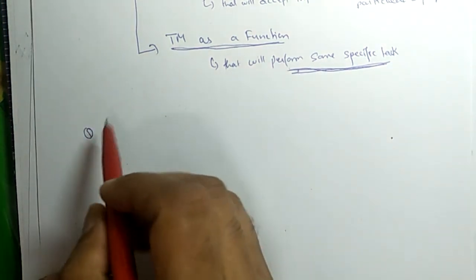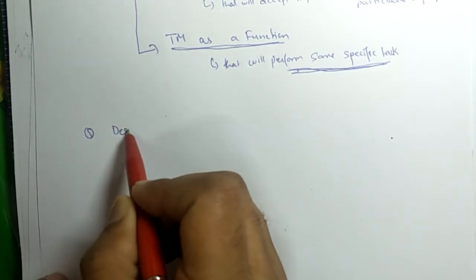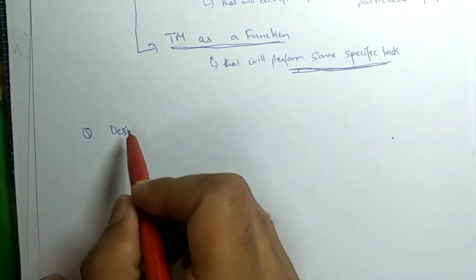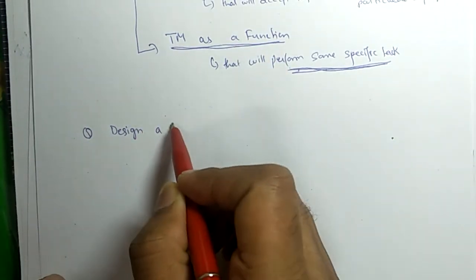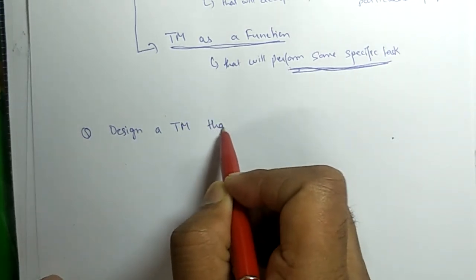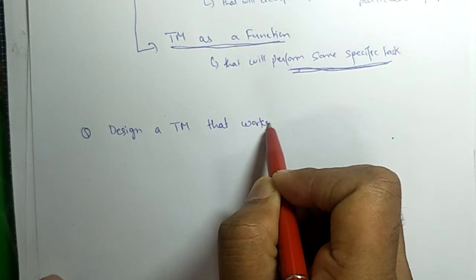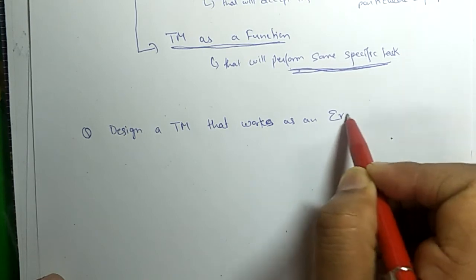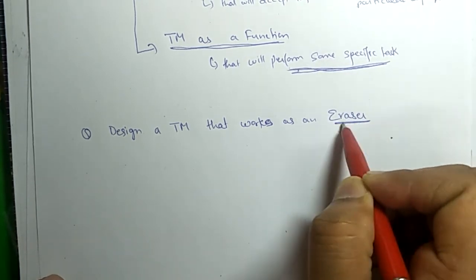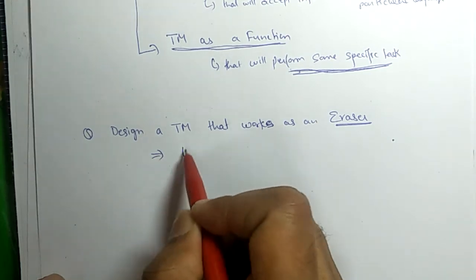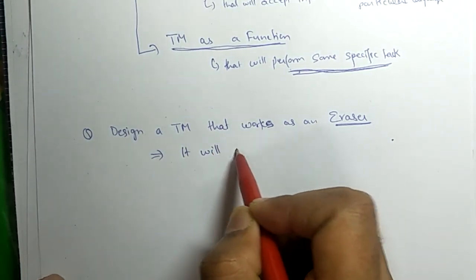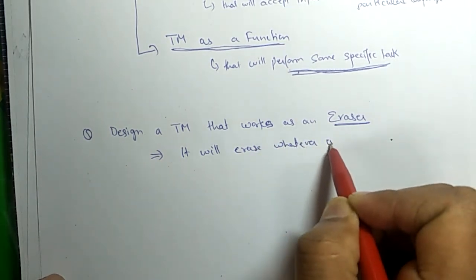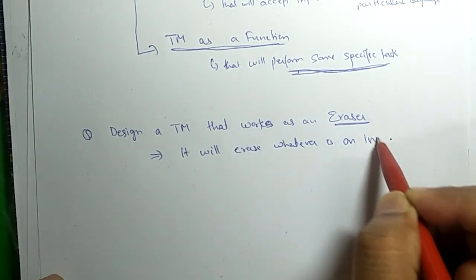So there are some problems that will help explain what we mean by the Turing machine as a function. Suppose I have to design a Turing machine that works as an eraser. What do we mean by eraser? It will erase whatever is on the input tape.